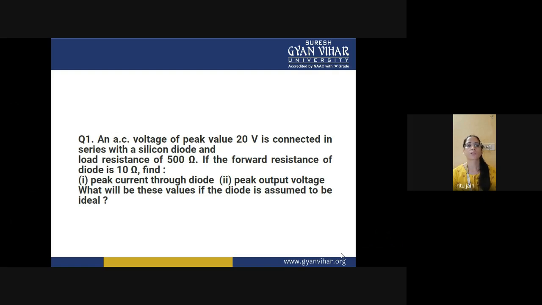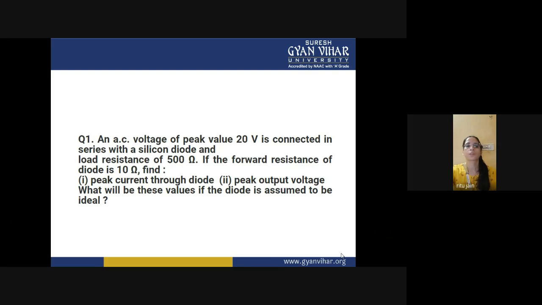So in this lecture, we are going to discuss a few numericals which are based on diode and its VI characteristic. After solving these problems, you would be able to understand what a diode is, how it works, what its voltage and current values are, how much resistance we require for a particular circuit, and so many things. So let's start with the first numerical.